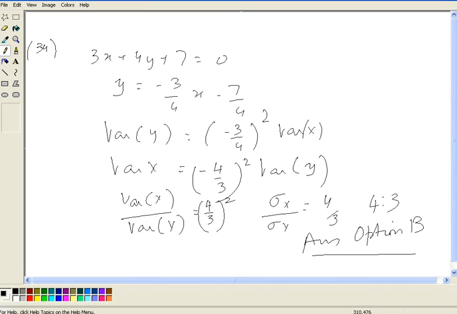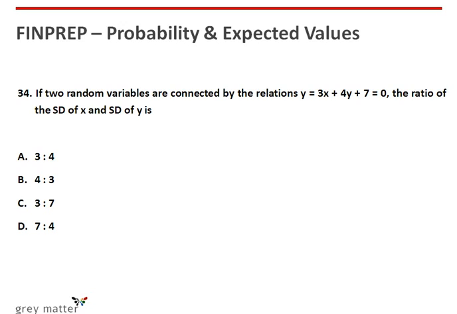So variance of x by variance of y would be 4 by 3 whole squared, and variance being the square of standard deviation, the square root of variance would be the standard deviation. So sigma x by sigma y, or standard deviation of x to standard deviation of y, is equal to 4:3, which is option B. Answer, going to PowerPoint presentation, it is B option, which says 4:3.